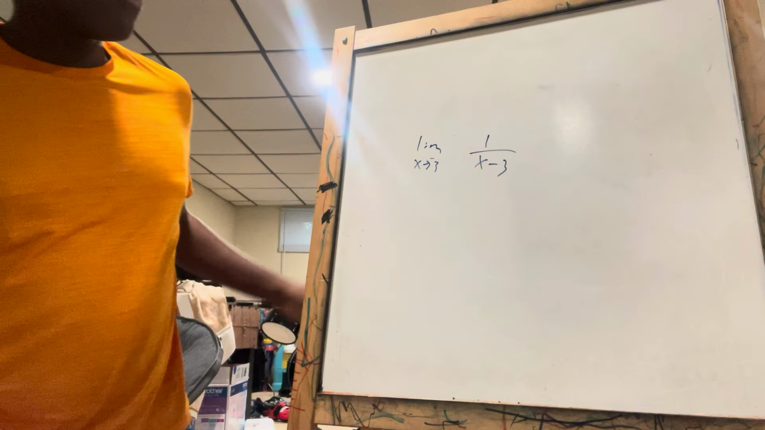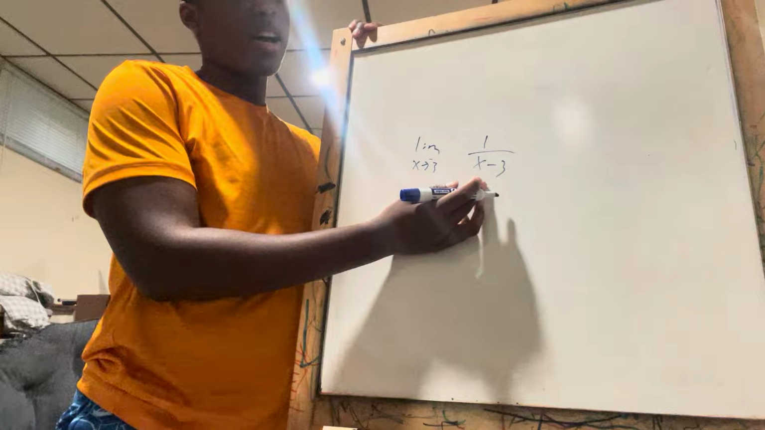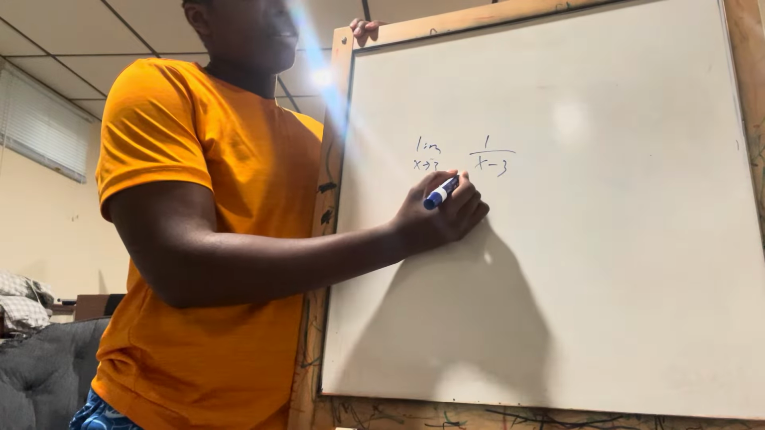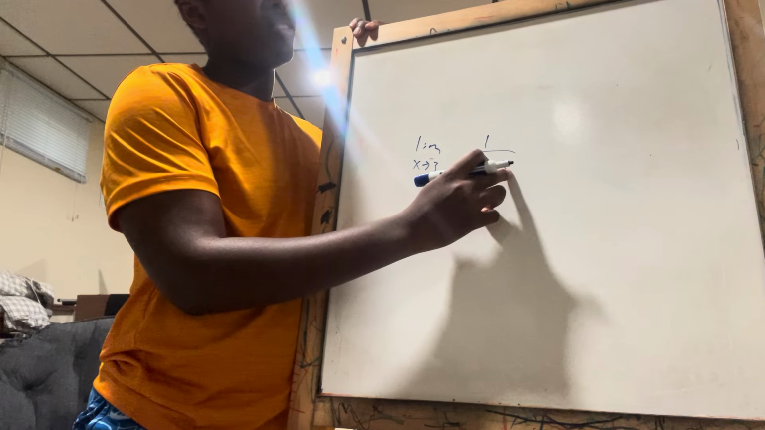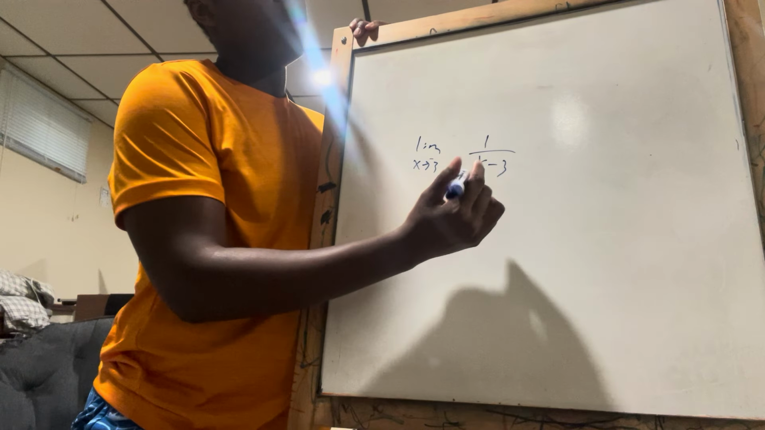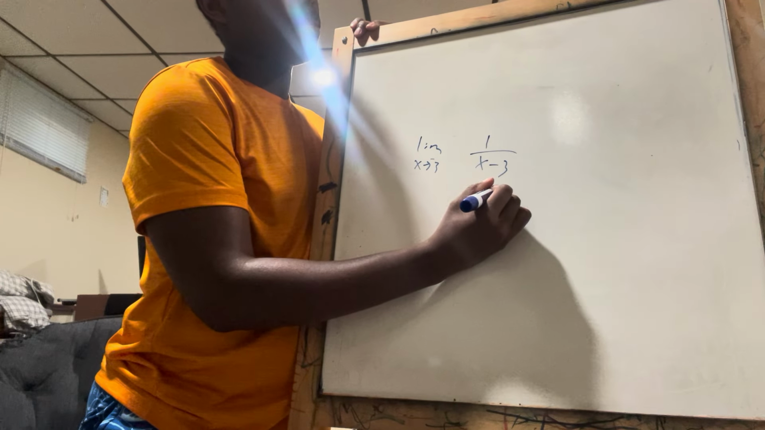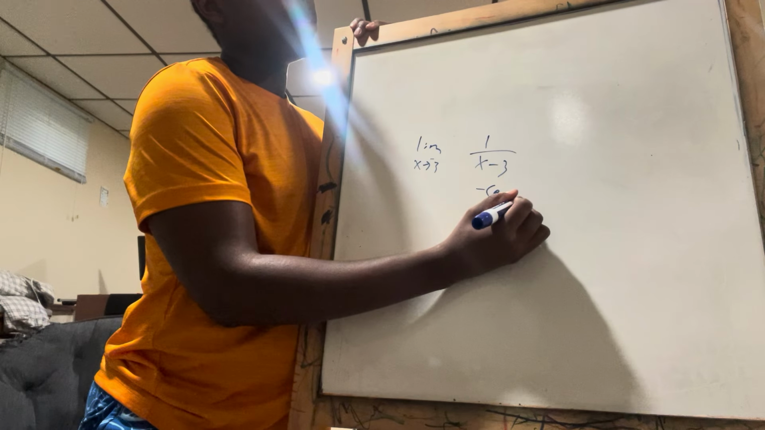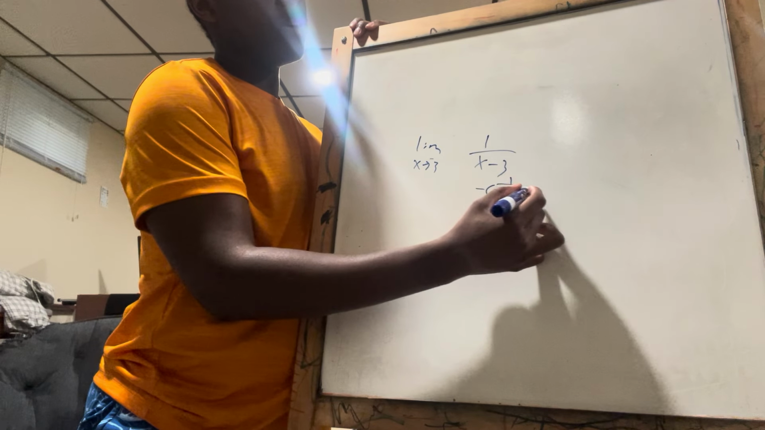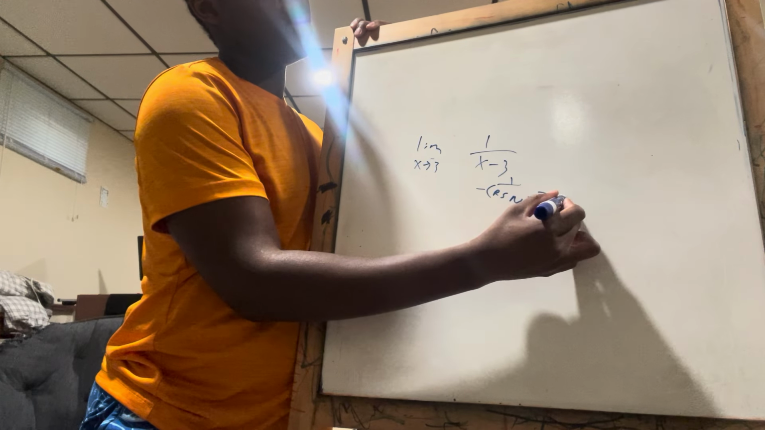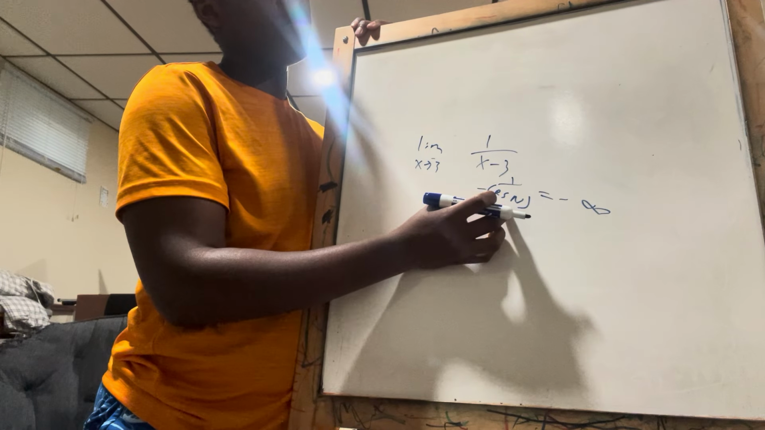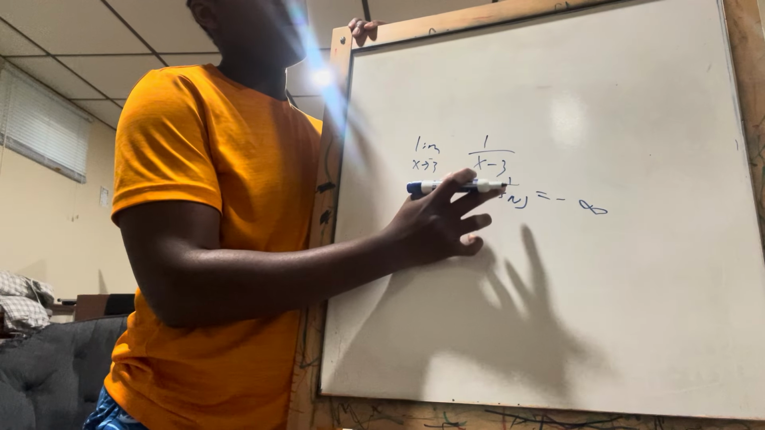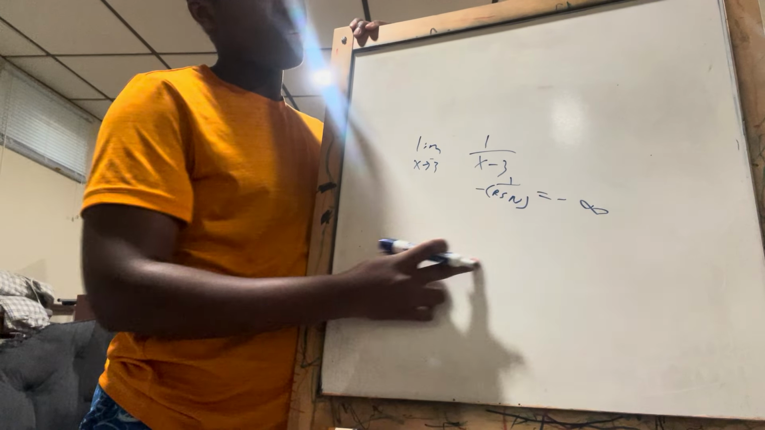Which would just mean that this number here would be like 2.9, for example. And this would just be a really small negative number, which would make this in turn a negative of some really small number, and 1 over that just equals negative infinity. Because 1 over a really small number is a really big number.